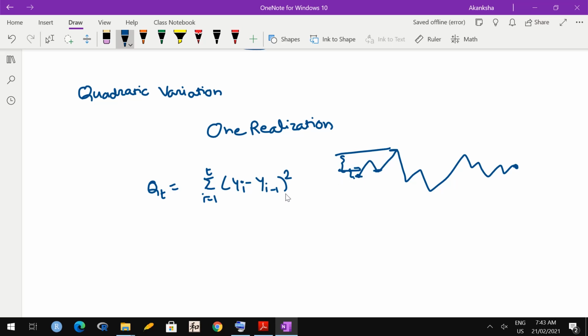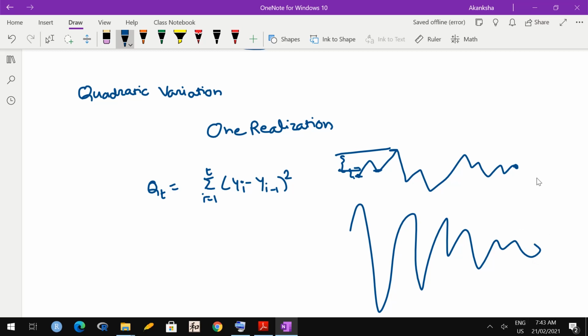This tells me how much movement has been there, and that would help me distinguish between, say, these two processes. This process has less variation, whereas this process has more variation. So we are trying to capture that using quadratic variation, because quadratic variation for this second process would be higher. And of course you need the square because you don't want to cancel out the movements. Otherwise, these movements would cancel each other and we don't want that.